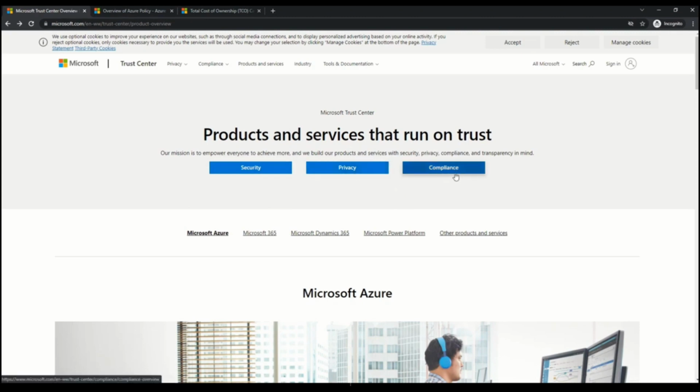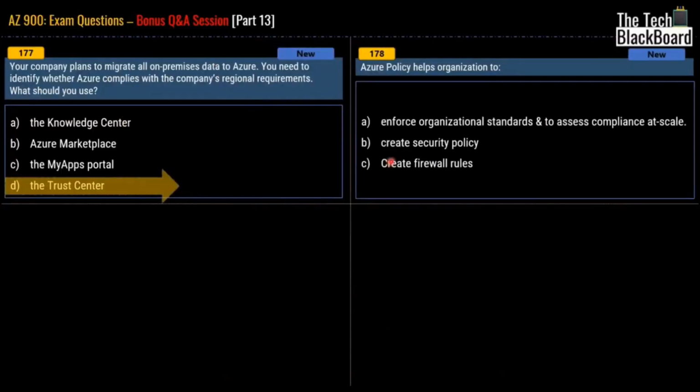So if you want to read more about compliance, and that's exactly what our question asked, local compliance or compliance at a broader level, then you can come and read on this page. The other two sections are equally important. Security, of course, is built into all Microsoft services. Then privacy is an important aspect whenever we are talking about data. So I encourage you to come to this page and understand all three concepts that come under Microsoft Trust Center.